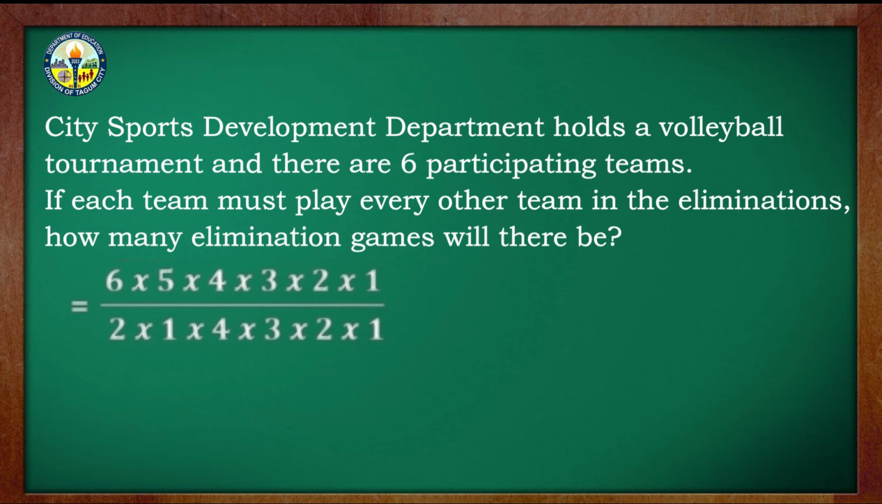For easy solving, let us cancel common factors found both in the numerator and in the denominator. The common factors are 4, 3, 2, and 1. Afterward, you multiply 6 and 5. This becomes 30, and 2 times 1 equals 2. Finally, divide 30 by 2. So the combination of 6 taken 2 at a time is 15. Therefore, there are 15 elimination games that will be played given the 6 participating teams.